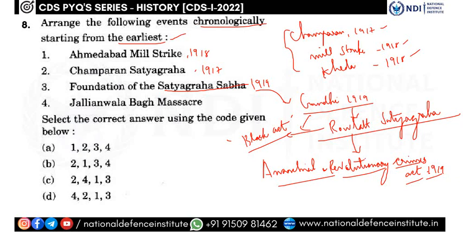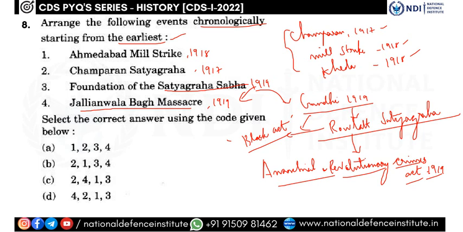Against this, General Michael O'Dwyer ordered and then Reginald Dyer opened fire. Then it led to the Jallianwala Bagh massacre. This is after the foundation of Satyagraha Sabha. Even though it is the same year, it is after the foundation of Satyagraha Sabha. That is the infamous Jallianwala Bagh massacre, and Reginald Dyer is the person who is behind it.